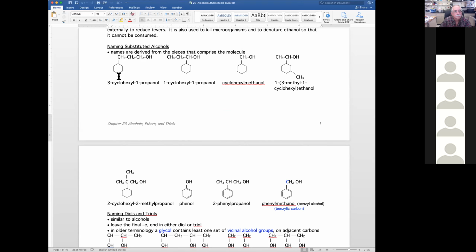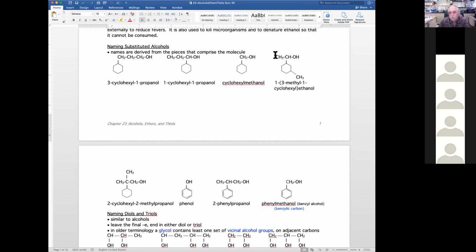So here would be 3 cyclohexyl, 1 propanol. Here's 1 cyclohexyl, 1 propanol. Here's cyclohexyl methanol. So notice this name is methanol. They're treating the cyclohexyl ring as a substituent.